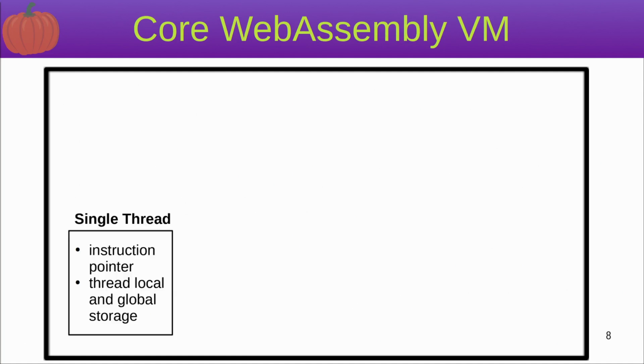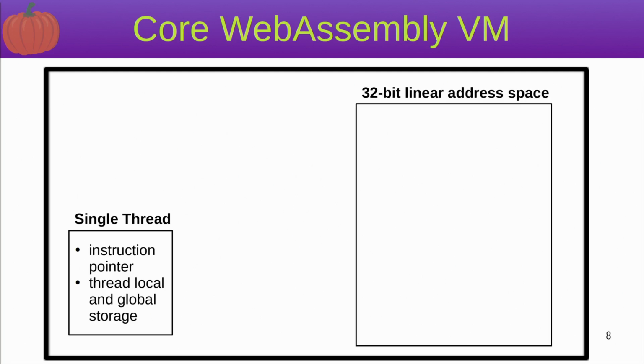Just to give you an idea of the core WebAssembly virtual machine parts: a WebAssembly virtual machine for core WebAssembly is just single-threaded. It's like your machine only has a single core, or a single CPU. And this CPU is little endian and 32-bit, so you can access up to 4 gigabytes of memory. You have a 4 gigabyte linear address space that you can access.